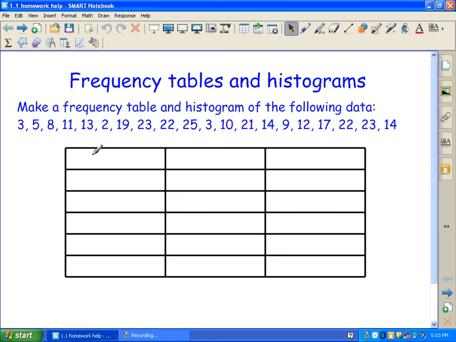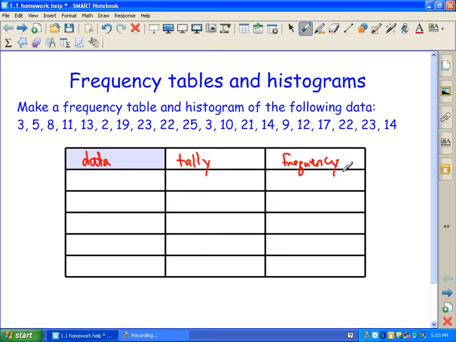So if I were given this group of data here, I would set up my frequency table. The first column is always just your data, whatever you're looking at. The middle column is for tally marks, and the last column is your frequency.